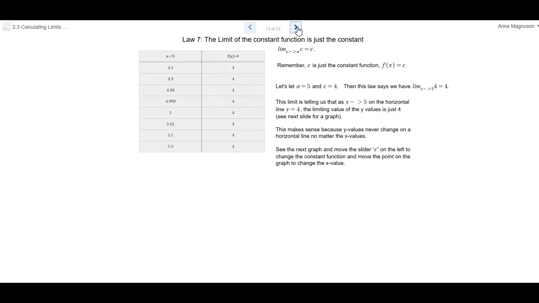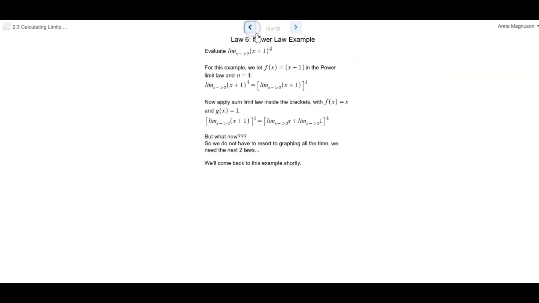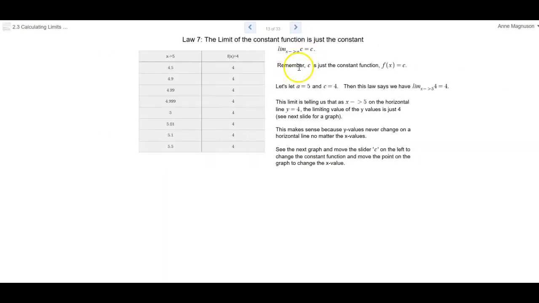So the first one we need to look at involves the limit of the constant function. So I'm going to flip back to my last problem. Notice that I have the limit as x approaches 2 of 1. 1 is just the constant function, right? So that's what we're going to use. This law is what we're going to use to help find that.